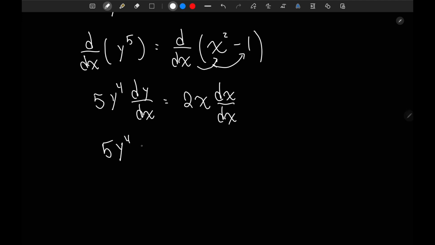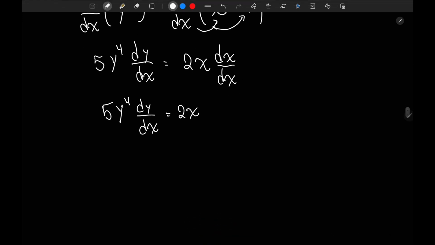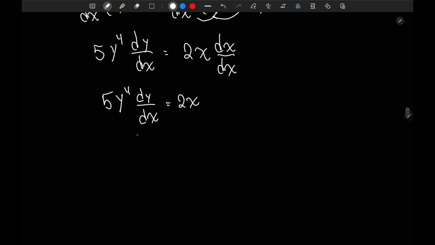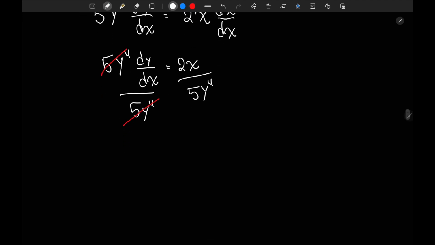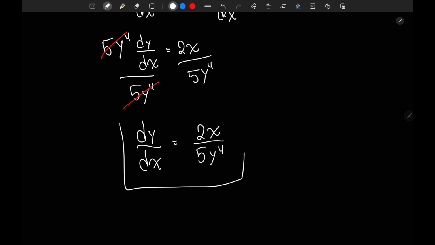Now we simplify, where our dx simplifies to 1. And then now here we can divide out the 5y to the 4, where we will be left with dy/dx is equal to 2x over 5y to the 4.